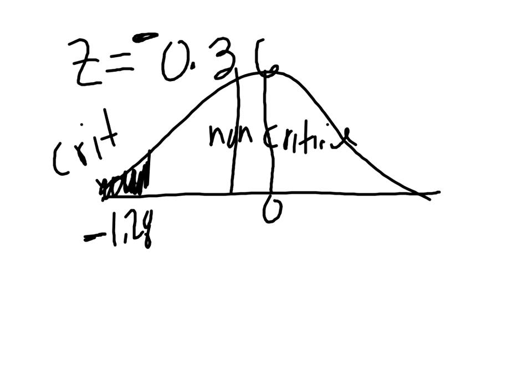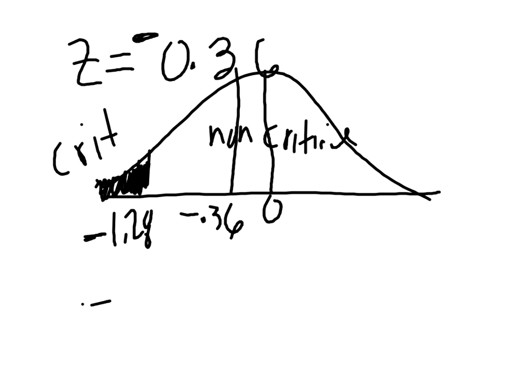Well, notice that negative 0.36 is to the left of our 0, our mean. However, it's just a little to the left. It's certainly not less than negative 1.28. So we're on the left side, but we're nowhere near mathematically. In other words, we do not have a calculated z-value that's less than minus 1.28.